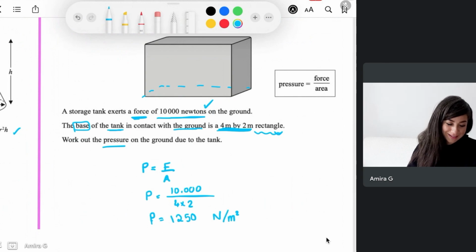Oh, is it Pascal's? What is pressure energy? Force pressure. Okay, it's pascals, but I already know that actually.